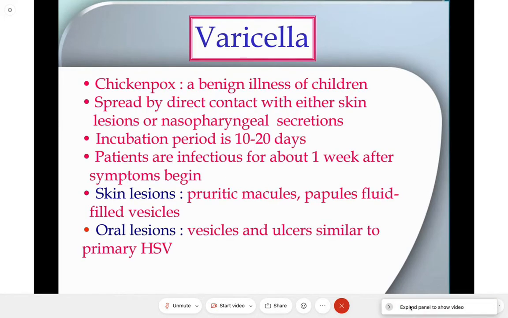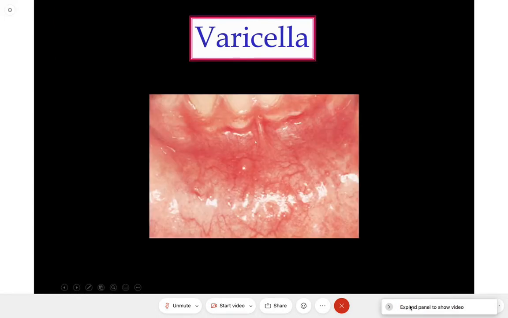Varicella. This can also cause oral lesions, vesicle, and ulcer, very similar to primary herpes simplex virus infection, but the most prominent lesions are on the skin. So normally patients don't come to see us. They will see a physician because of all those macules, papules, and vesicles on the skin, normally on the trunk. This is the oral lesions of varicella.